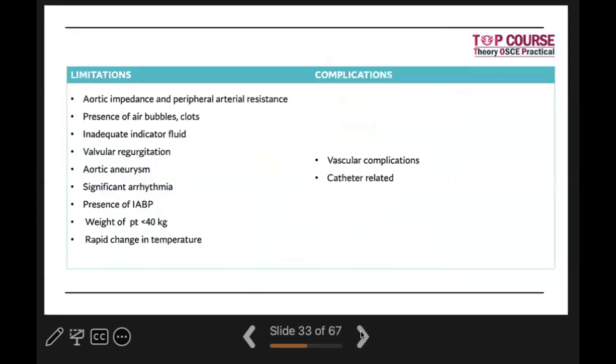So, what are the limitations with respect to transpulmonary thermodilution and pulse contour analysis? There could be aortic impedance and peripheral arterial resistance, which could hamper the cardiac output monitoring. There could be device related problems like bubbles, clots, or inadequate indicator fluid, or any valvular regurgitation, or aortic aneurysms, or arrhythmia, presence of the IABP, or if the weight of the patient is less than 40 kg, or there is rapid change in temperature of the patient. All of this could be limitations to the cardiac output monitoring.